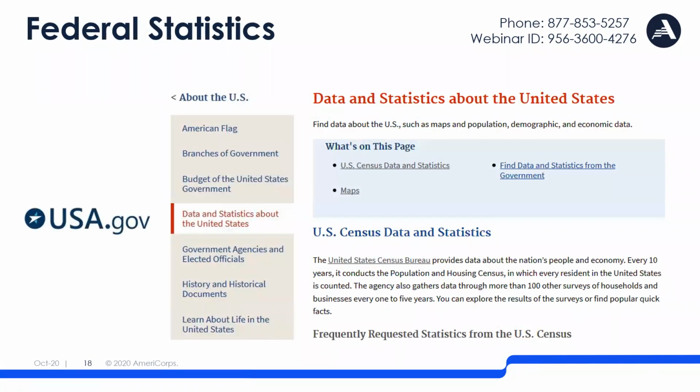Federal statistics represent data usually derived from the U.S. Census Bureau about the nation's people and economy. Now, every 10 years, the Census Bureau conducts the population and housing census in which every resident in the United States is counted, and this will include issues of transportation, justice, labor, energy, agriculture, health, education, and many more.